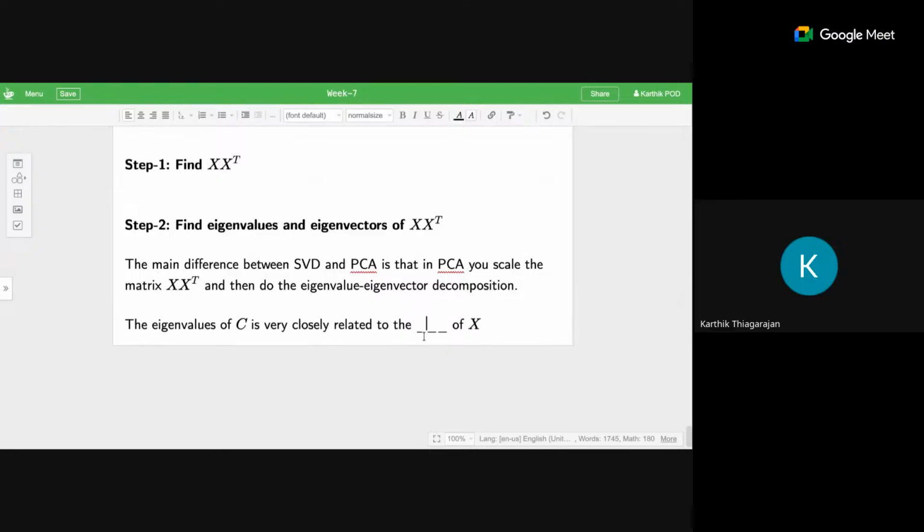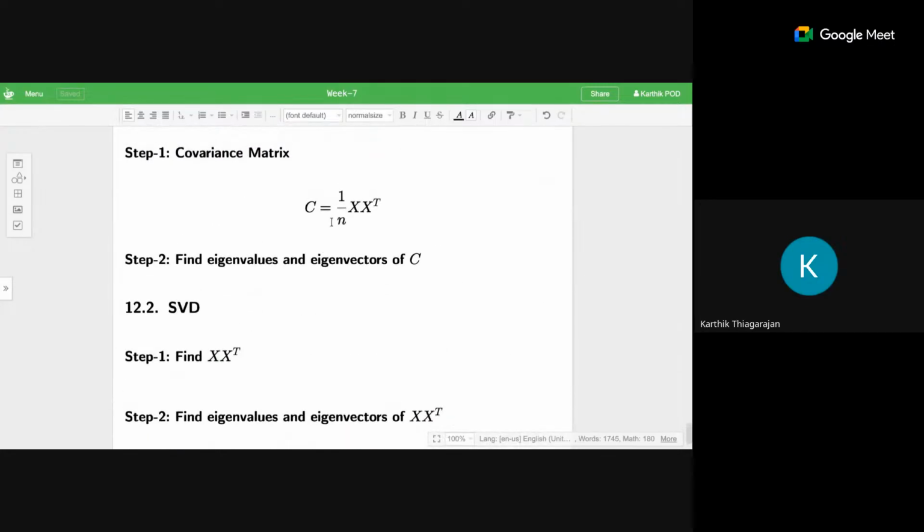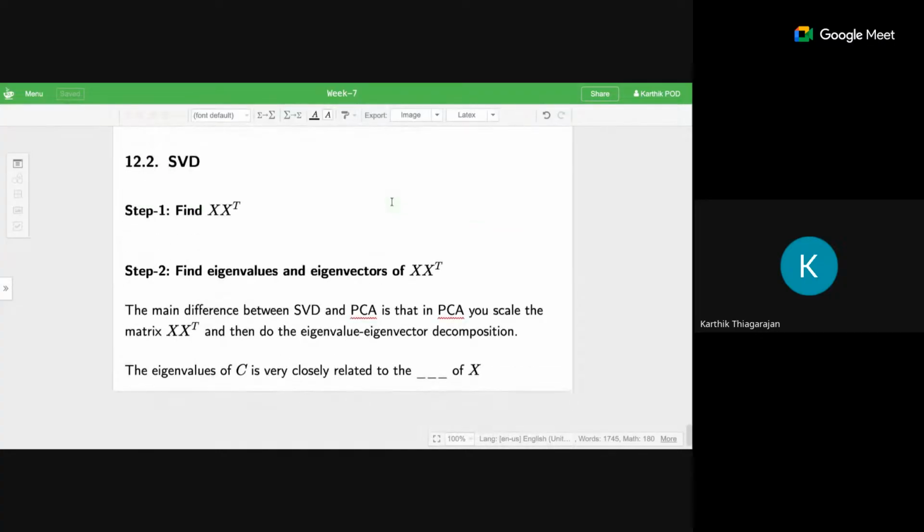What could it be related to? So variance. So with relation to SVD, right? So eigenvalues of C is nothing but what? That's closely related to the eigenvalues of XX transpose, right? So eigenvalues of XX transpose are related to what values of X?